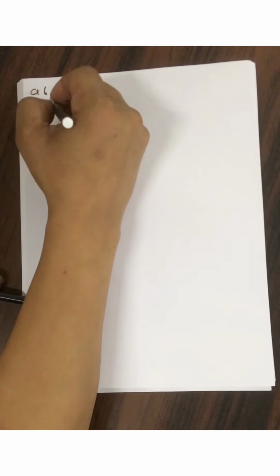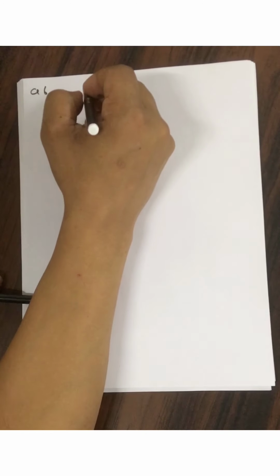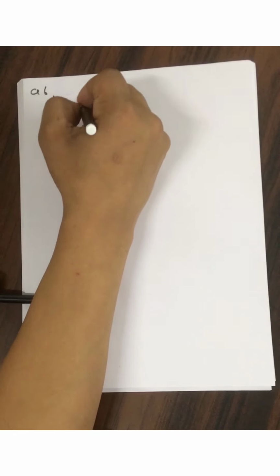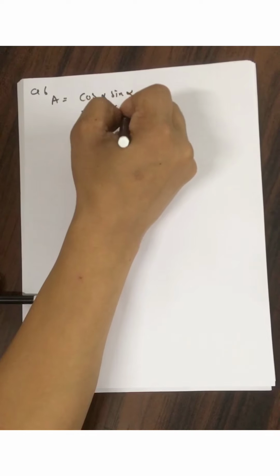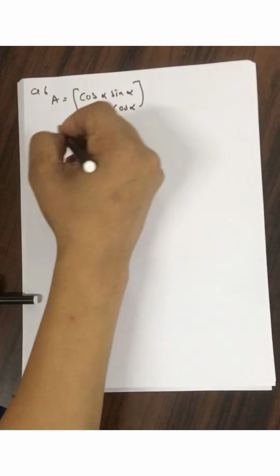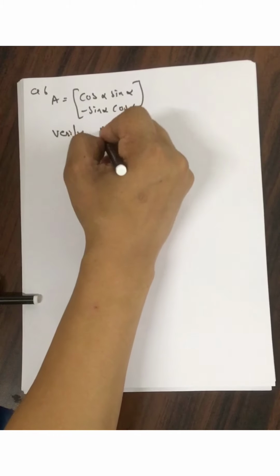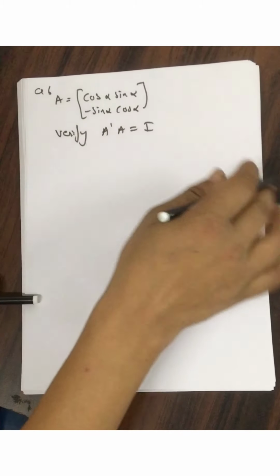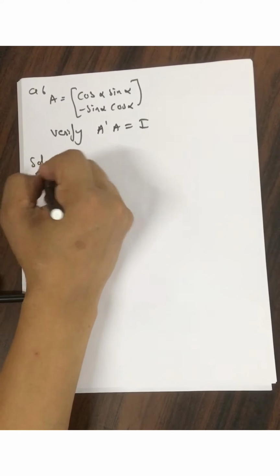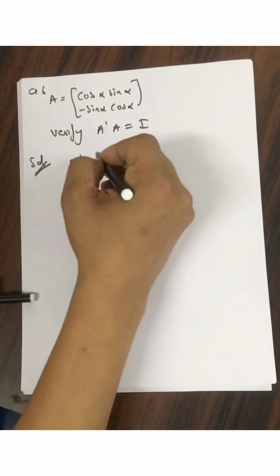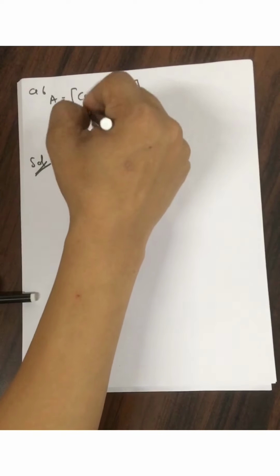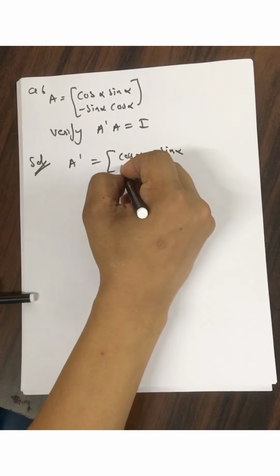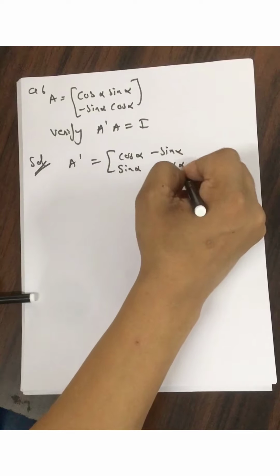Now question 6 says A equals cos alpha sin alpha and minus sin alpha cos alpha. Verify A dash A equals I. Let's solve. A dash will be what? A transpose will be cos alpha minus sin alpha. Column we are changing into row. And this will be sin alpha and this will be cos alpha.